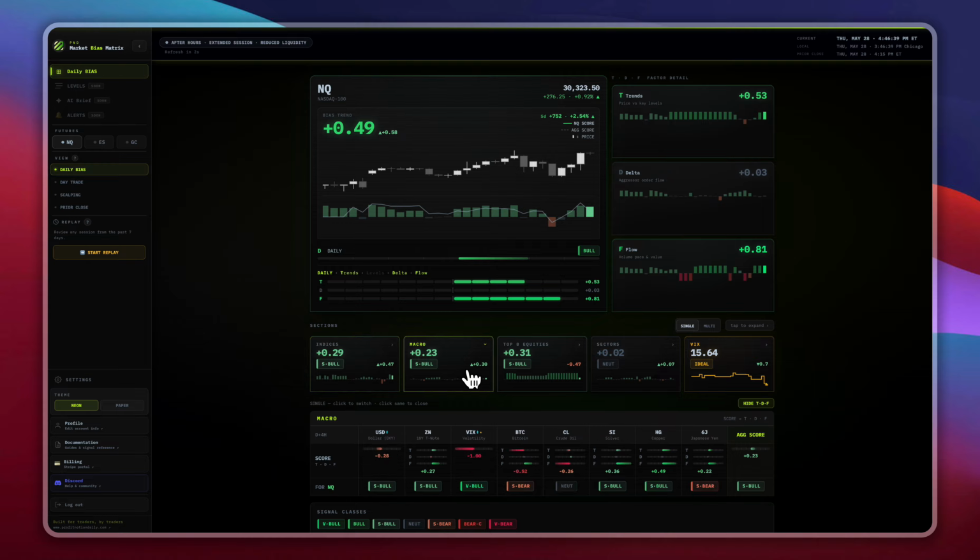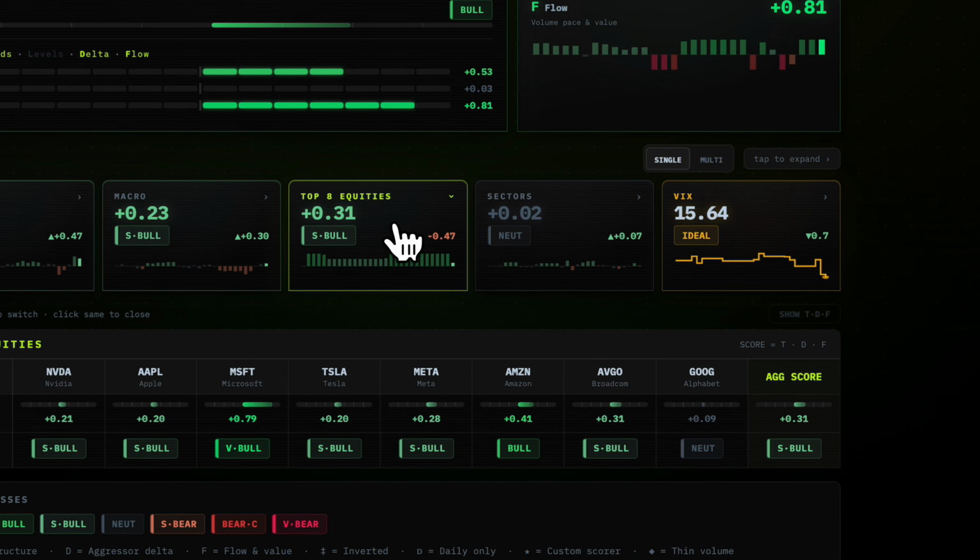And then you can look at macro and you can say, okay, what's happening across all these factors, and what does that mean for NQ? You look at the top 8 equities.